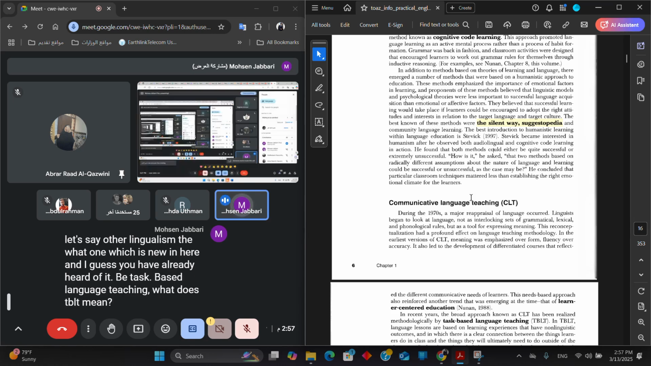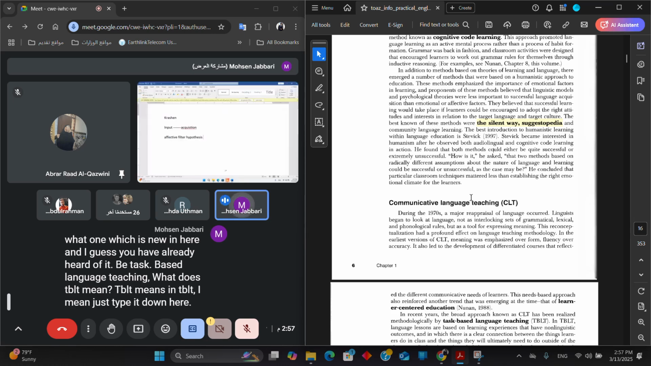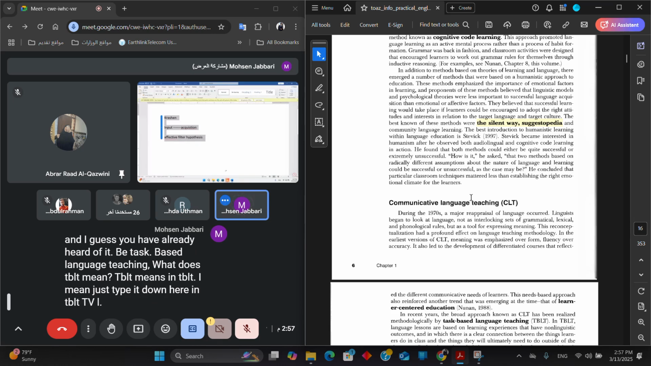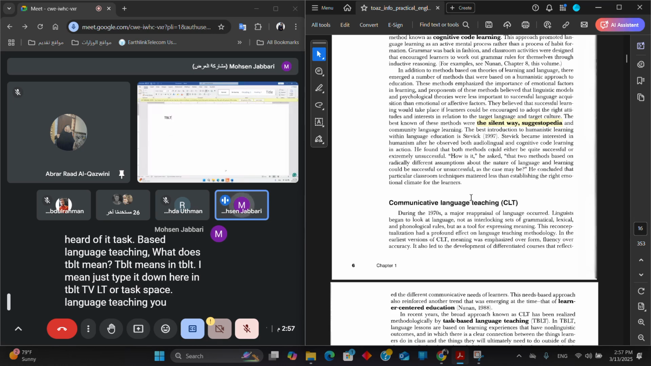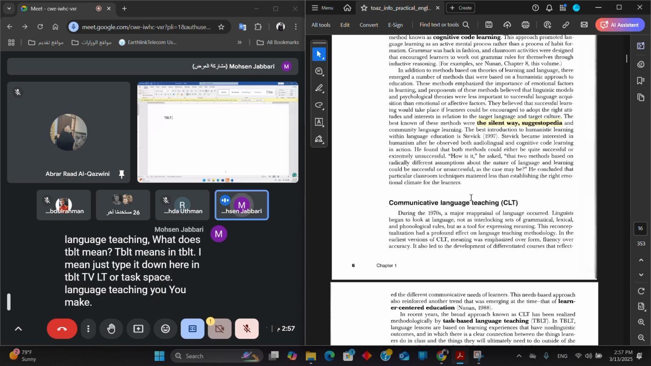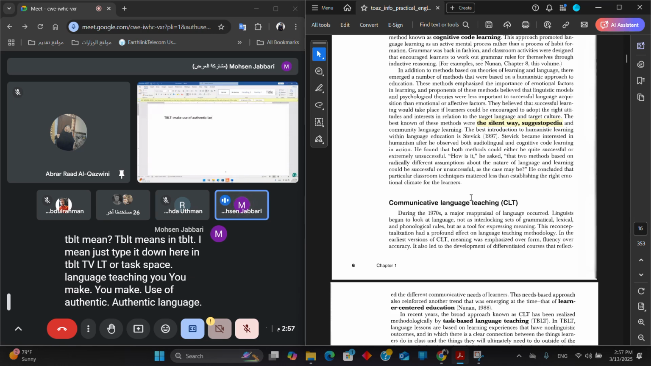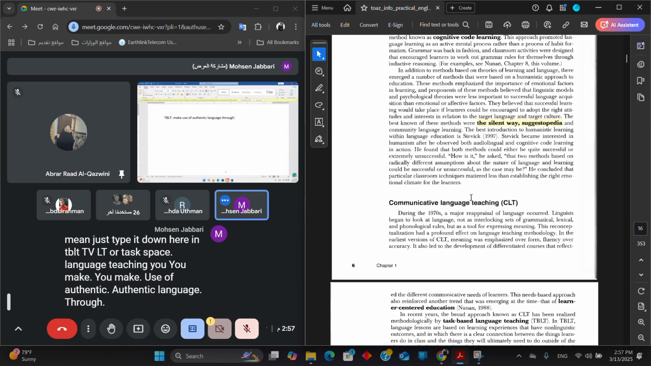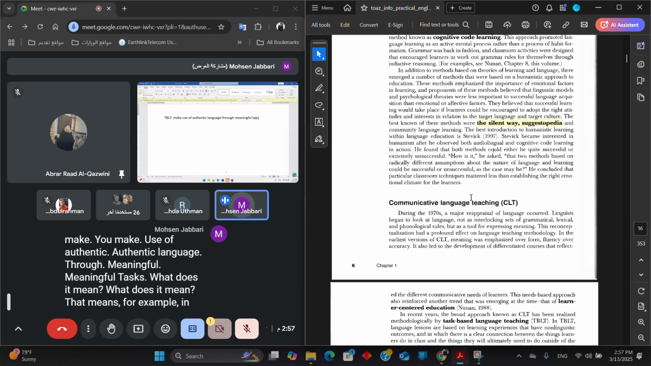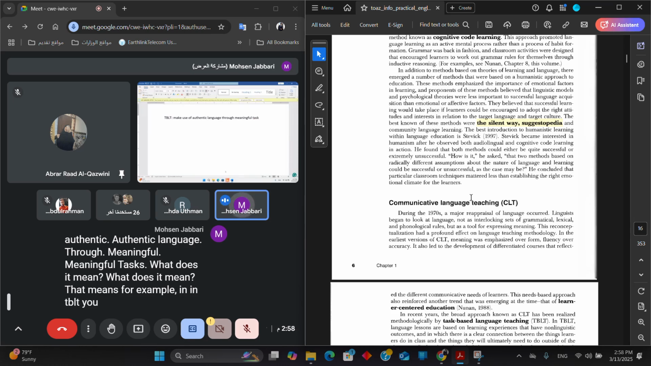What does TBLT mean? Let me just type it down here. In TBLT, or task-based language teaching, you make use of authentic language through meaningful tasks. What does it mean? That means, for example, in TBLT, you assign students some role.